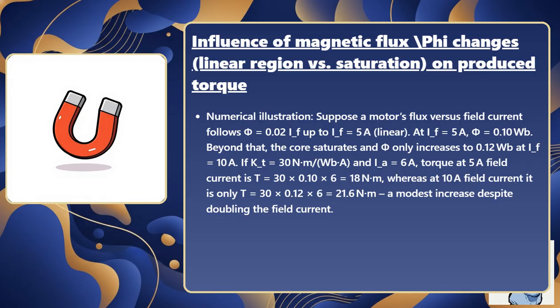Numerical illustration: suppose a motor's flux versus field current follows phi equals 0.02 I sub F up to I sub F equals 5 amperes, linear. At I sub F equals 5 amperes, phi equals 0.10 Weber. Beyond that, the core saturates and phi only increases to 0.12 Weber at I sub F equals 10 amperes. If K sub T equals 30 Newton meter per Weber ampere and I sub A equals 6 amperes, torque at 5 ampere field current is T equals 30 times 0.10 times 6 equals 18 Newton meter. Whereas at 10 ampere field current, it is only T equals 30 times 0.12 times 6 equals 21.6 Newton meter, a modest increase despite doubling the field current.